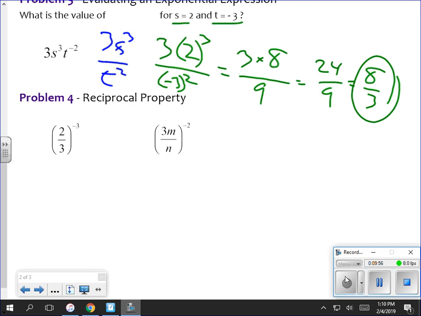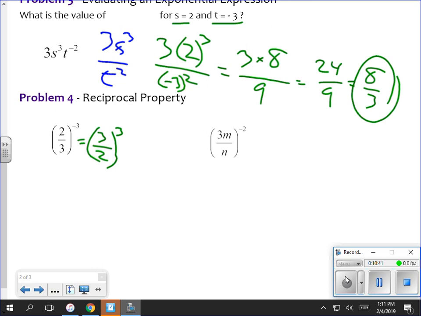So I have 2/3 to the negative 3 power. If I have a fraction raised to a negative power, what that means is I have that fraction inverted, raised to a positive power. If I have a fraction with a negative exponent, I flip the fraction and change it to a positive exponent. That's the reciprocal property. You make it the reciprocal to a positive exponent, and then I evaluate it.